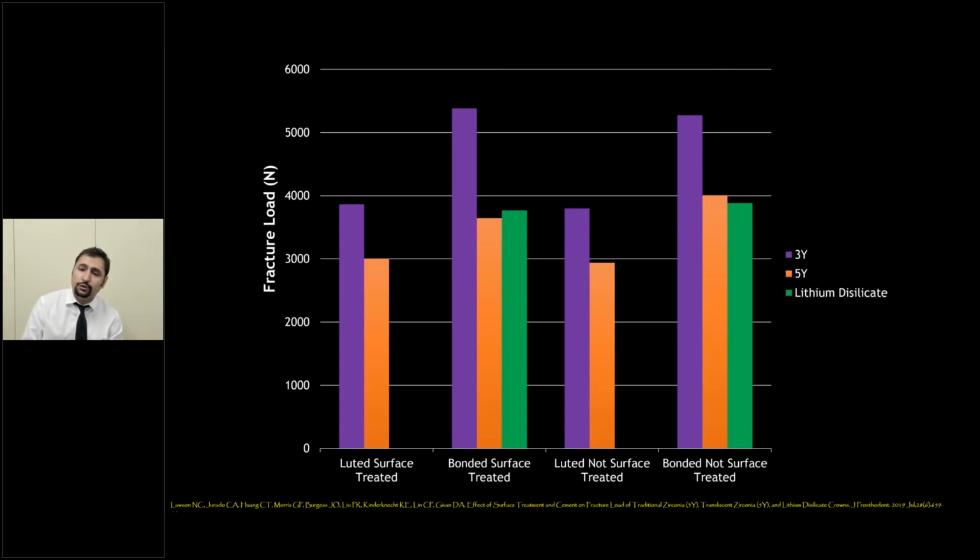If you bond your crown, is it a 3Y or 5Y or lithium disilicate? Lithium disilicate you have to bond. 3Y or 5Y, the zirconia, if you bond it, we're going to gain an extra amount of strength within the crown that we wouldn't have if we just lute it. So does that mean that every time we should bond it?